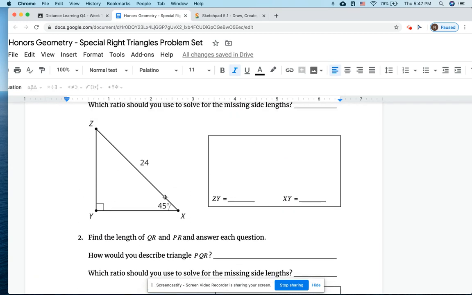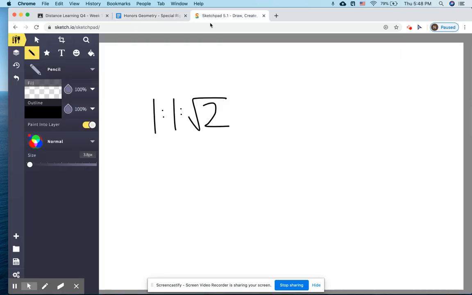Okay, and then we're asked to find zy and xy. Well, we know that the hypotenuse length is equal to the leg length multiplied by root 2. So that means if we want the leg length, we can take the hypotenuse and divide by root 2. So I'm going to do this with you. 24 divided by root 2.